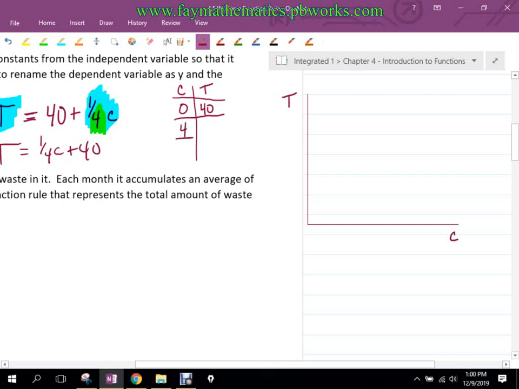Remember choosing every day, choosing multiples of that denominator? So what's 1/4 times 4? I choose 4 right there for C. That turns into 1 right there, right? 1/4 of 4 is 1. So then I have 40 plus 1, right?